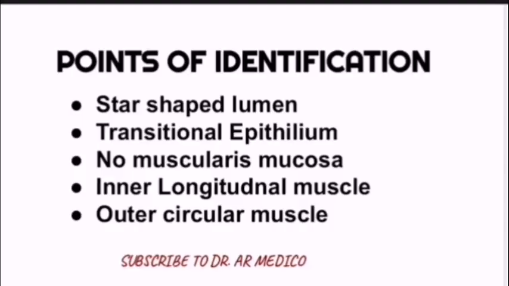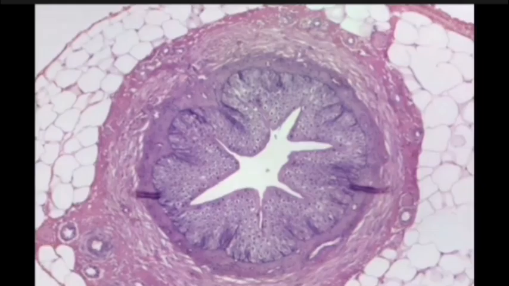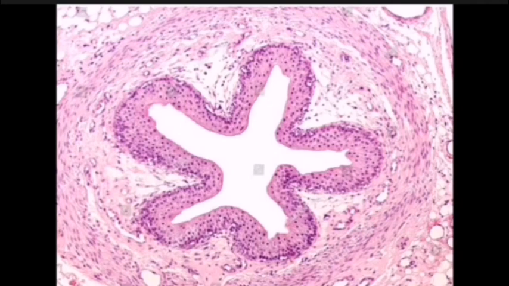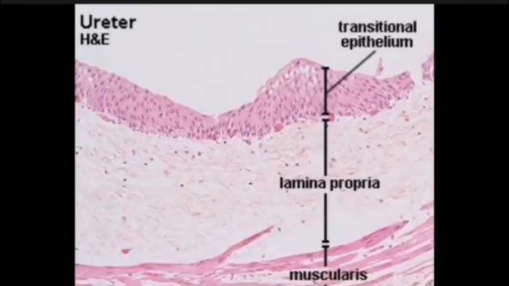So let's move towards the next point, that is they will have no muscularis mucosa. So usually in the mucosa we have an epithelium, then we have a lamina propria, and then we do have a muscularis mucosa, right? So here in this picture you can see that we have a transitional epithelium, then we have a lamina propria, and then we have muscularis there. So no muscularis mucosa. Another picture, right? Look, this is a transitional epithelium, a lamina propria, no muscularis mucosa is here. Directly muscularis layer is there. So that's another identification point.